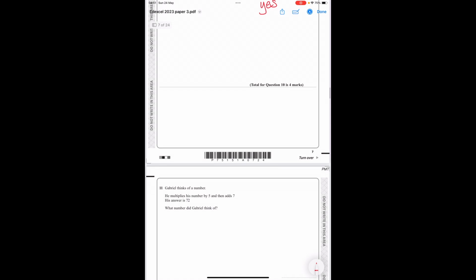Gabriel thinks of a number. He multiplies this number. So we don't know what his number is. He's going to multiply the number by 5 and then add 7. And his answer is 72. Let's work this backwards. 72 take away 7 leaves us with 65. 65 divided by 5 gives us 13. So his number is 13.